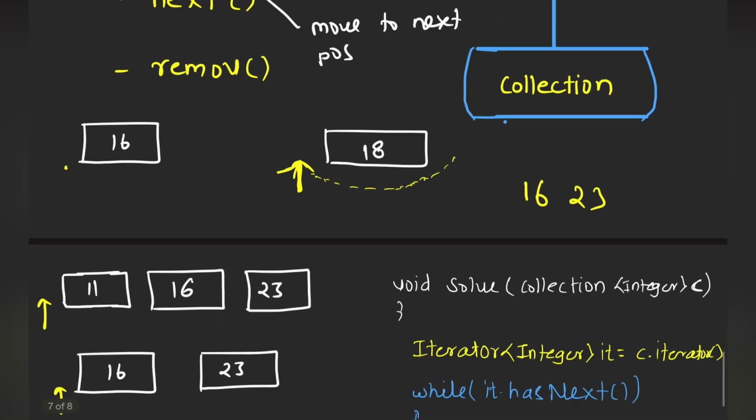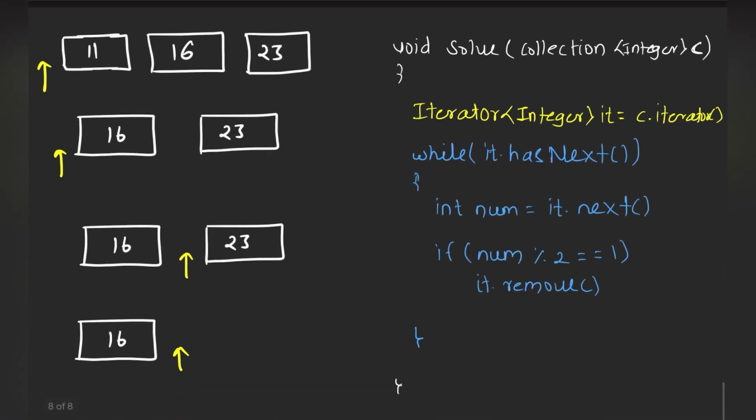Now let's check out the proper implementation of this iteration. What I did is I declared a collection and passed it to a function. Let's take any collection, for example, for our understanding, let's call it a list. My list contains three elements, 11, 16 and 23, and I'm using the iterator.